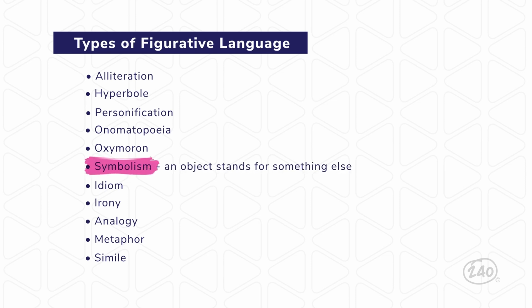First, symbolism. Symbolism is when an object stands for an idea or larger meaning. It's usually used numerous times throughout a piece of literature. Examples would be a dove standing for peace or a snake symbolizing evil.